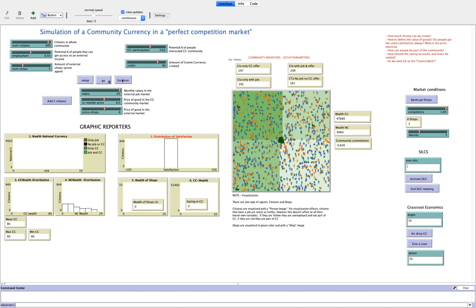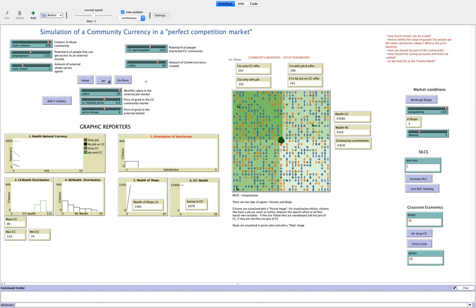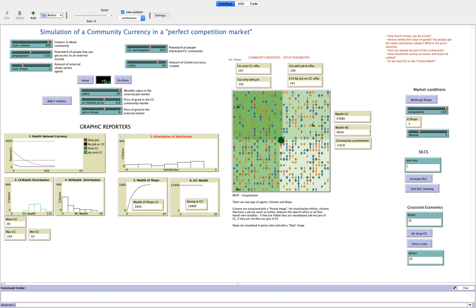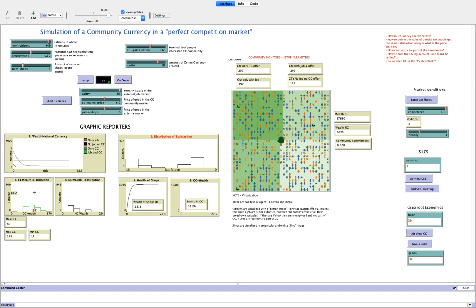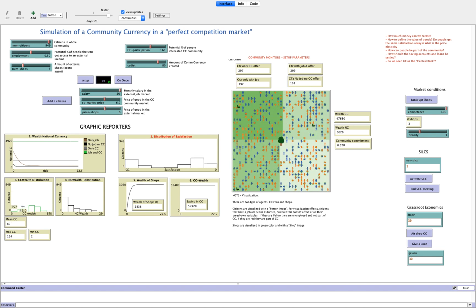And then basically what happens is every day, and this is one click, people start transacting amongst each other, depending on if you are a store, if you have money, if you have enough community currency or national currency. So at the end of the model, I'm going to run it for 180 days, that means around 6 months, and you can see how this behaves a little bit, how the wealth distribution starts distributing through time.